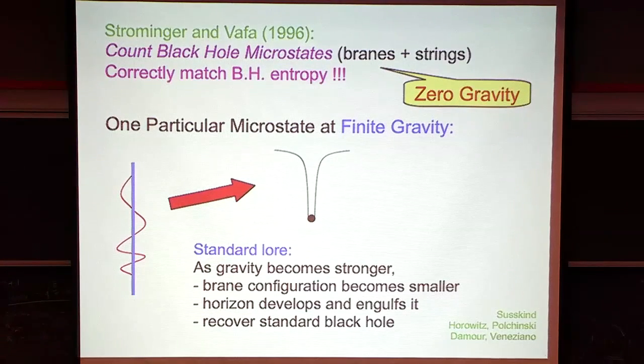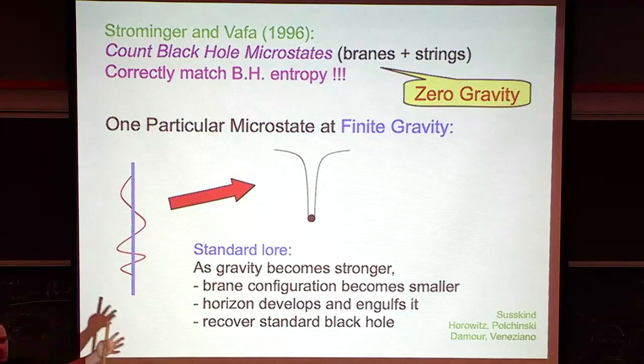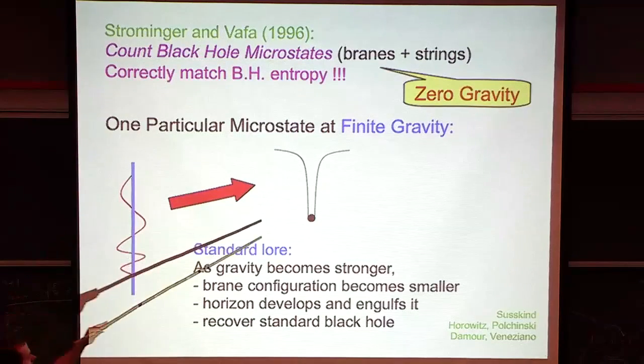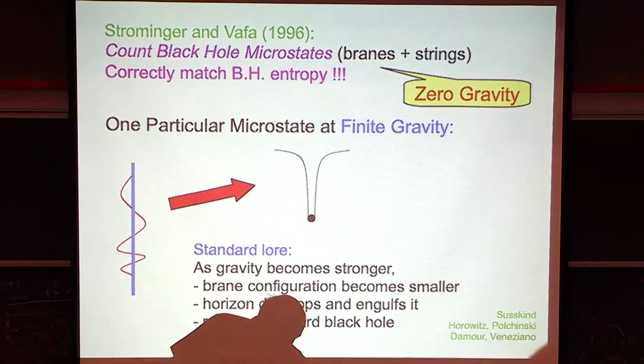And there has been a standard lore by Susskind and then Horowitz-Polchinski, and with more details by Damour-Veneziano, that as gravity becomes stronger, the brane configuration becomes smaller. Makes sense, gravity pulls things together. On the other hand, the black hole horizon becomes bigger. As we all know, black hole horizons grow when gravity becomes stronger. And at some point, which is called the Horowitz-Polchinski correspondence point, the horizon comes up and engulfs this thing, and then you end up with the standard black hole. That has been the story for all black hole microstates.